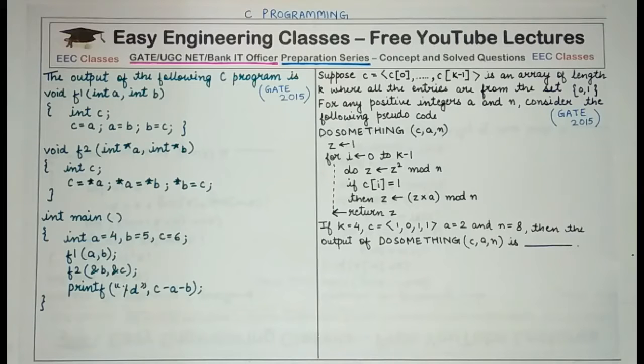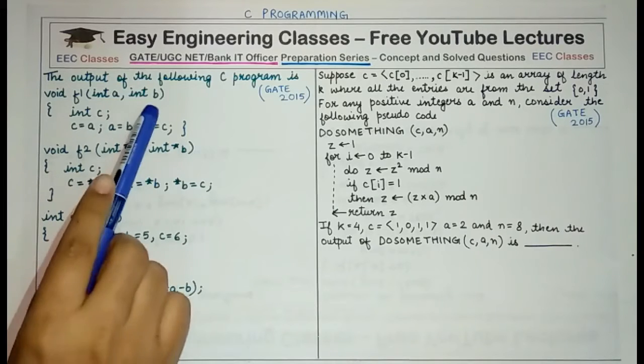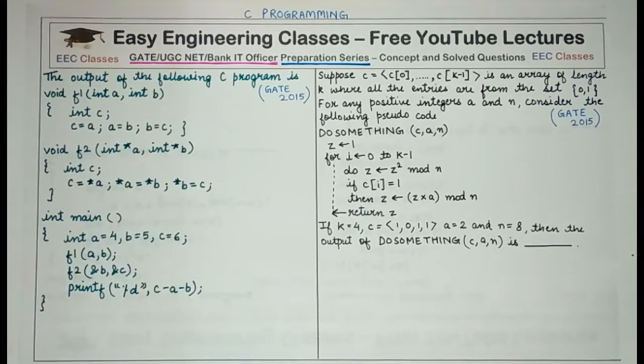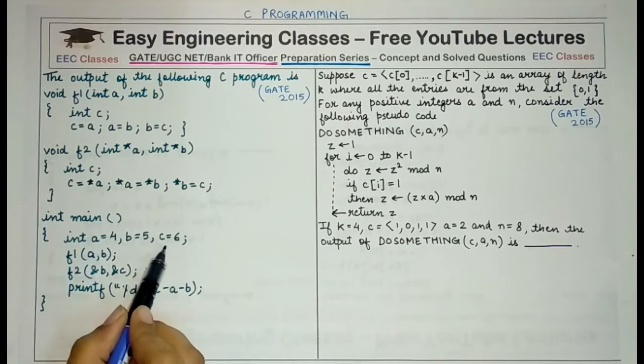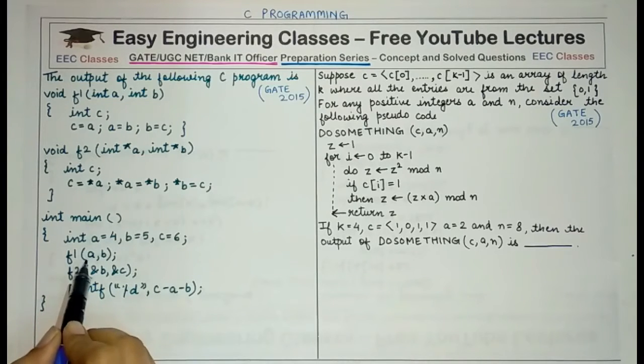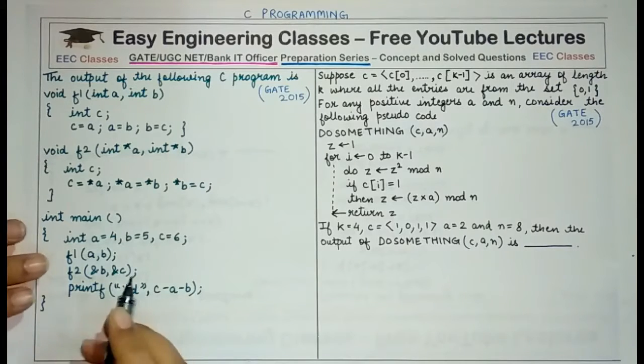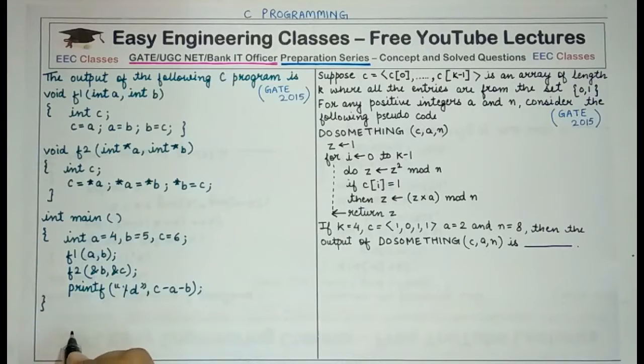So the first question is: the output of the following C program is... We are given two functions f1 and f2, and in the main function you are provided with the statements int a equal to 4, b equal to 5, c equal to 6. f1 of a comma b is called, then f2 with a, &b and &c. That means the addresses of b and c are passed.